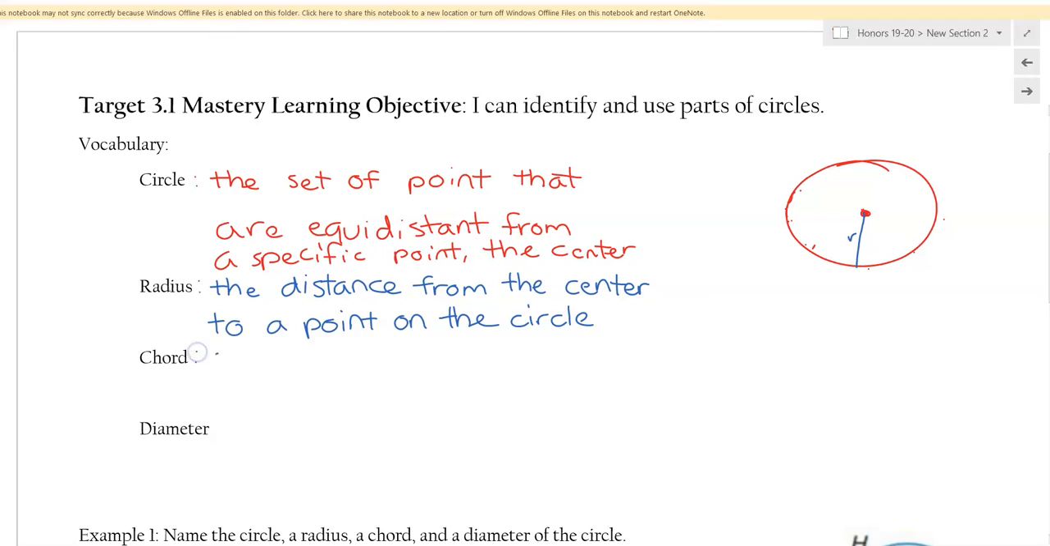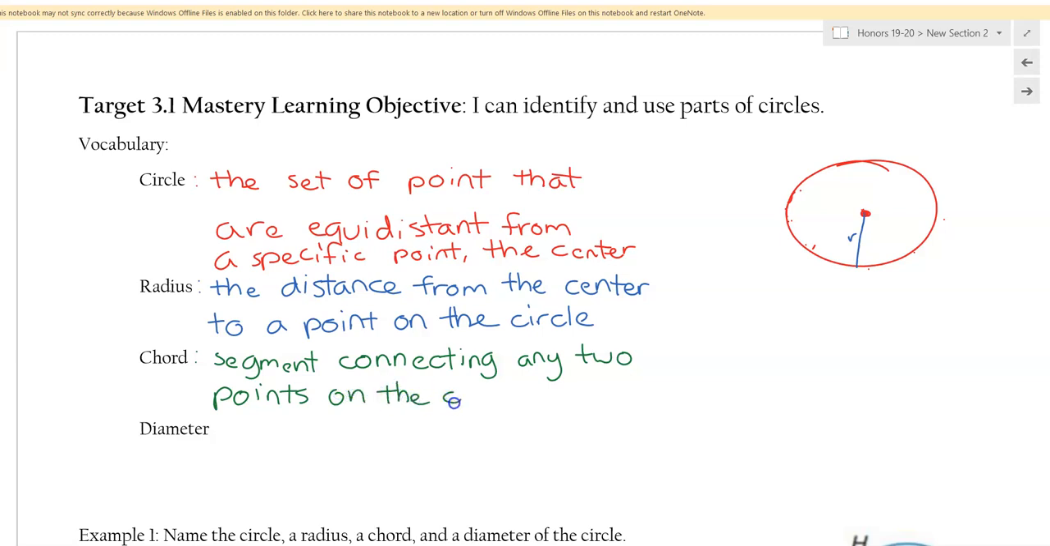A chord is a segment. So that's just a line, right? A line segment connecting any two points on the circle. Okay. So I could choose a point here, and I could choose a point here, and I'm going to connect them, and that is a chord. Okay, so a chord is connecting any two points on a circle.